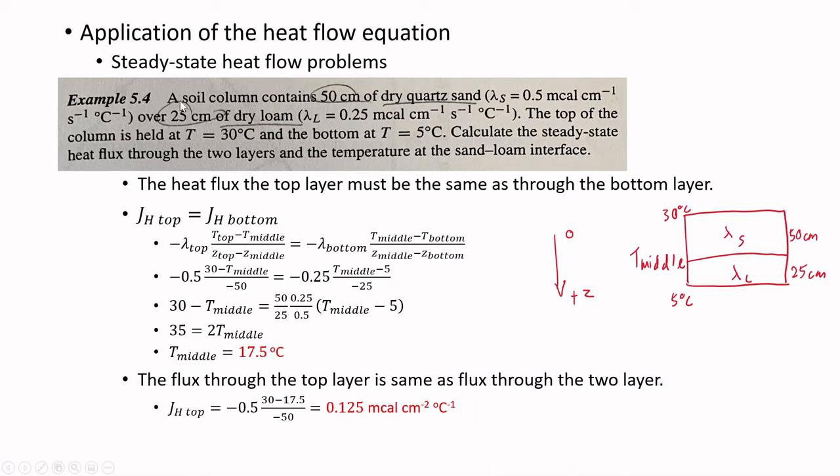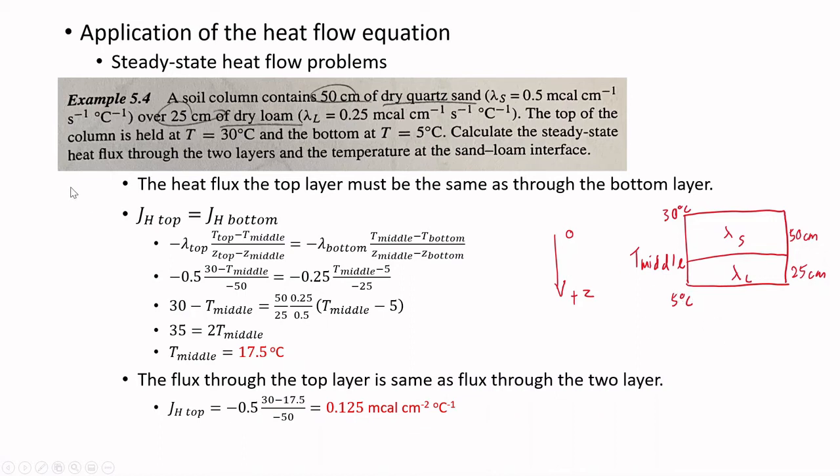This example shows there's a soil column containing 50 cm of dry quartz sand, and the lambda is 0.5, over 25 cm of dry loam. At the bottom we have 25 cm, where the thermal conductivity is 0.25. The top of the column is held at a temperature of 30 degrees Celsius. The bottom is T equals 5 degrees Celsius.